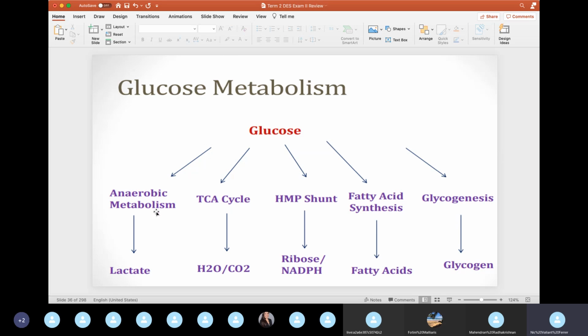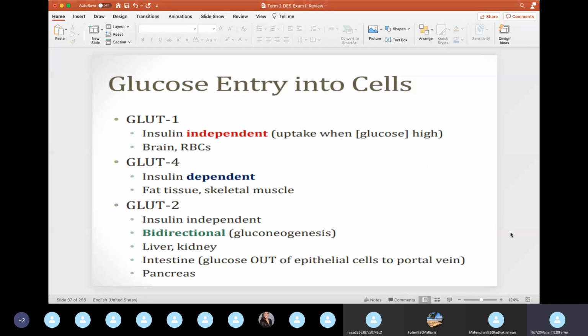Anaerobic metabolism to convert it to lactate, TCA cycle to convert it to H2O and CO2, HMP shunt to convert it to ribose and NADPH. We can also do fatty acid synthesis to create fatty acids and glycogenesis to make glycogen. You can see glucose is a very versatile molecule. So how does the glucose enter the cell?